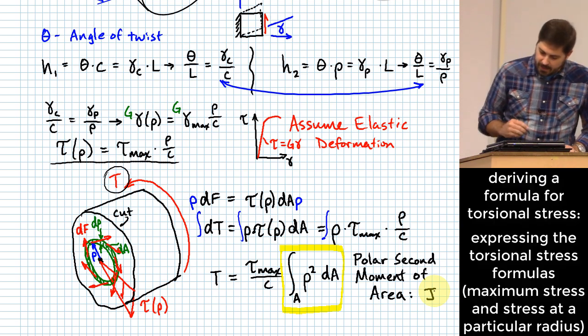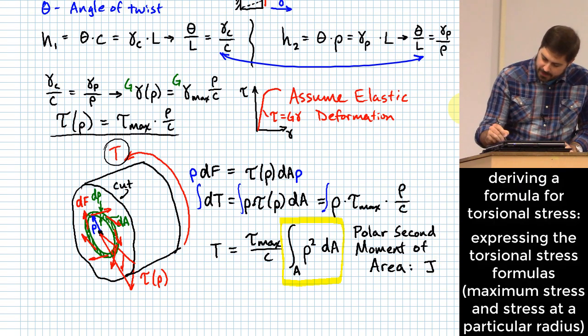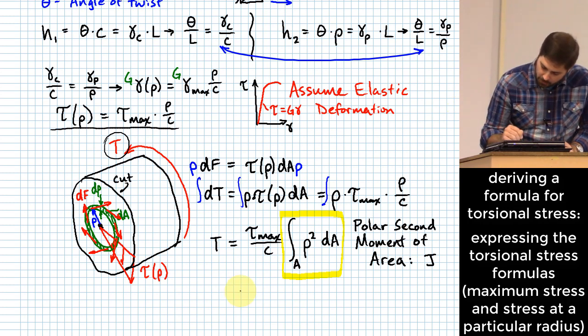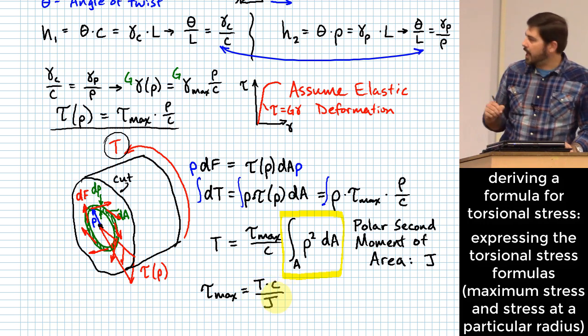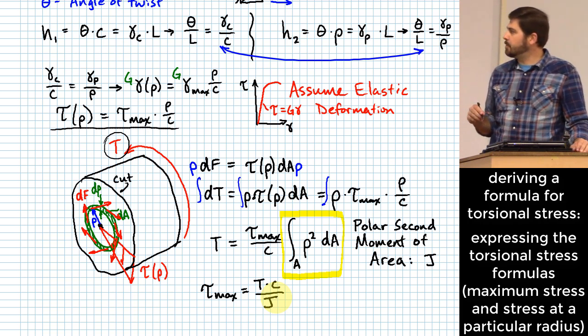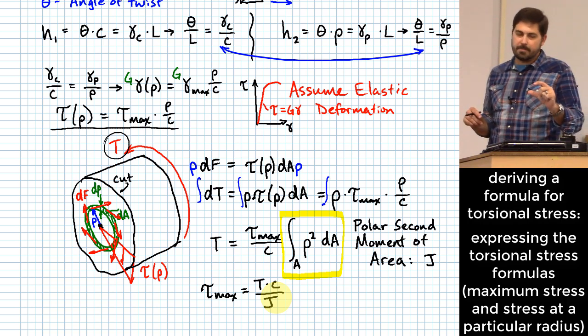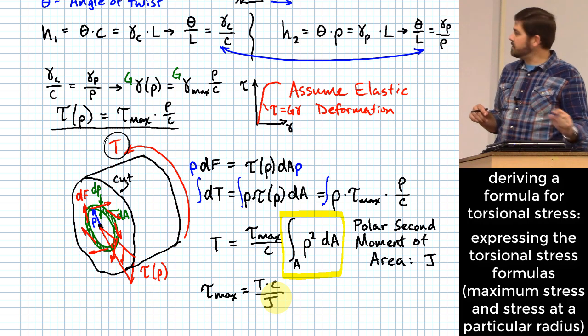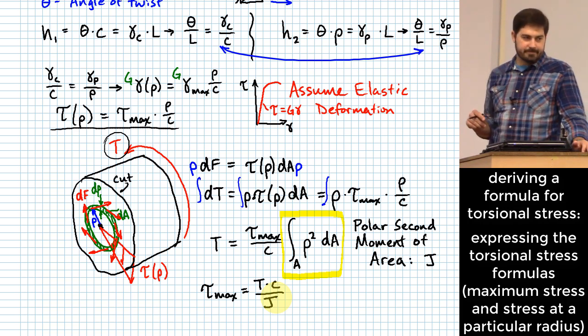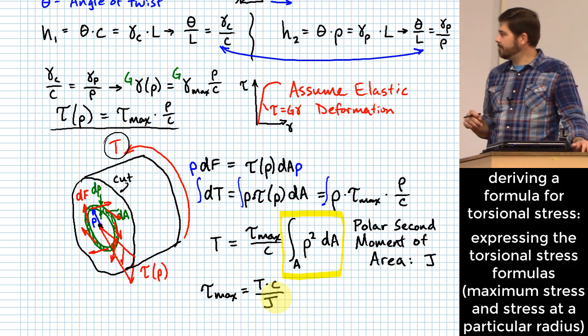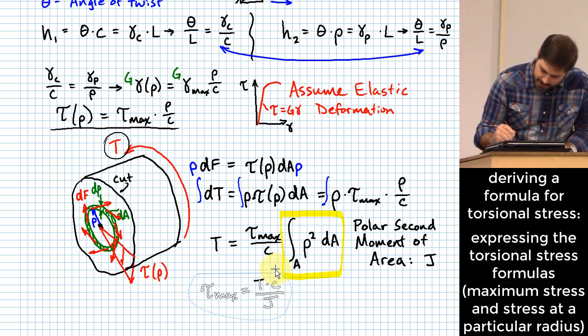Okay? And so if we replace that term right there with J and kind of solve it out, what we end up seeing is that our maximum stress is going to be equal to T times c over J. T is the torque applied to a torsionally loaded member. c is the outer radius of the member. And J is the polar second moment of area. All right? And this is an important equation that you're going to want to remember.